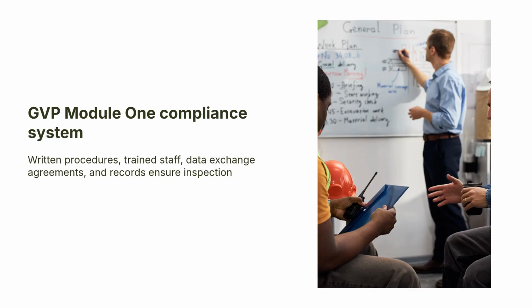The system is expected to follow the standards set out in GVP Module 1, which includes written procedures, trained personnel, safety data exchange agreements, and documented training records for every role. Because the whole function must be inspectable, contemporaneous documentation matters as much as the safety judgment itself.